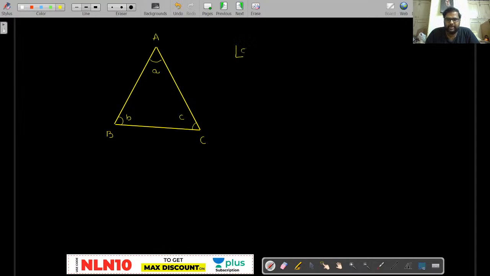Now the basic point everybody knows: angle A plus angle B plus angle C will be equal to 180 degrees. Now let us come to the exterior angle. I am drawing the exterior angle to angle C. Angle C and the exterior angle to C are adjacent angles. I will take this as P. Angle C plus angle P will be equal to 180 degrees. The sum of adjacent angles is 180 degrees.